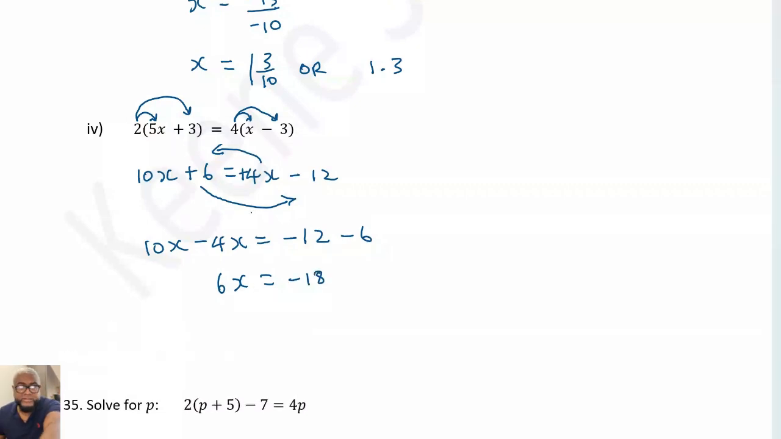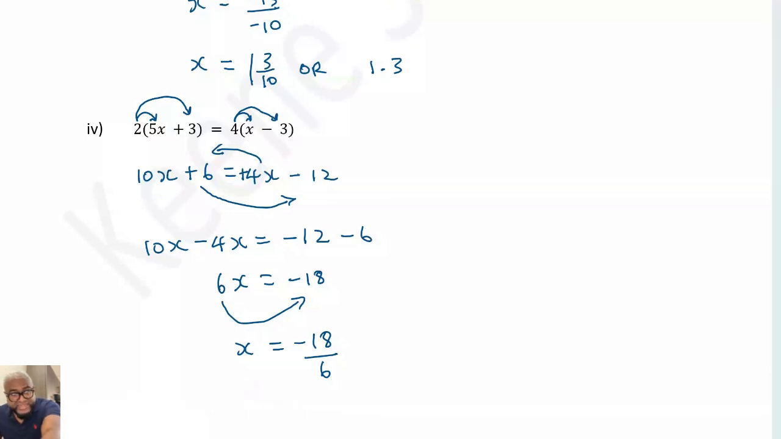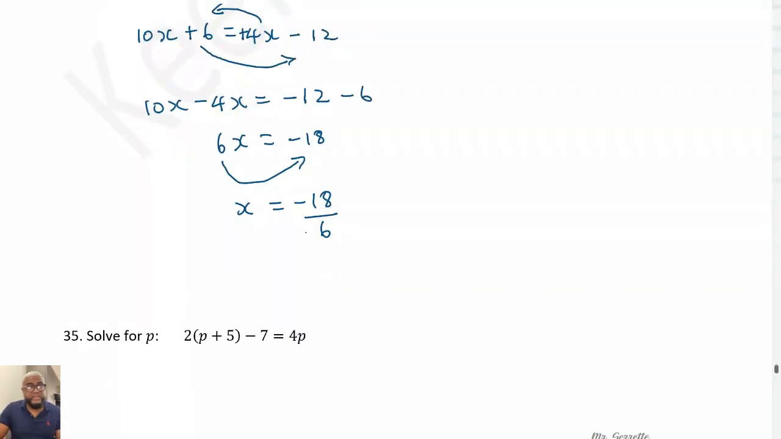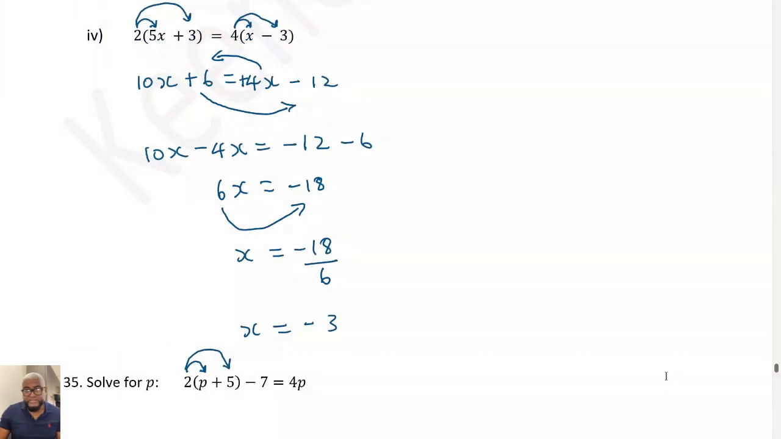So I'm going to take this 6, carry it to the right, and do what with it? Divide. Negative 18 divided by 6. When I punch that in the calculator, a negative divided by a positive will give me a negative. So what will be negative 3? Negative 3.